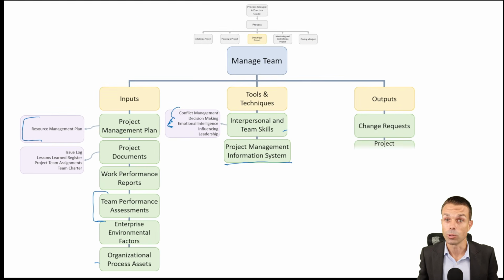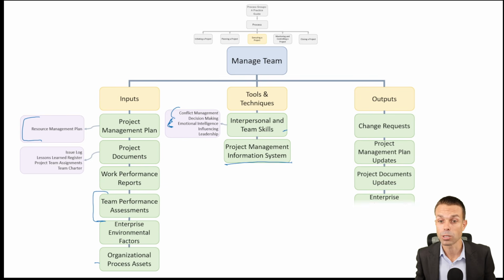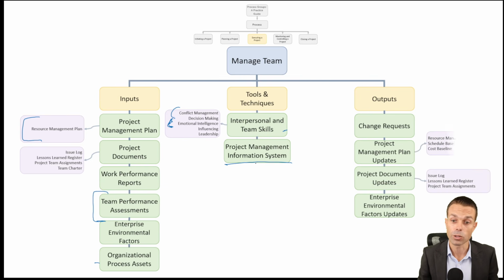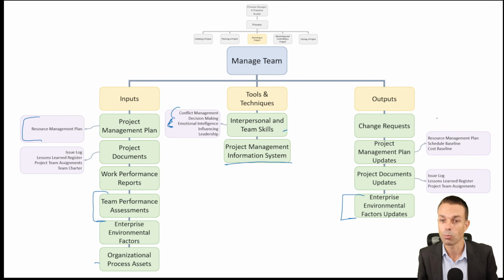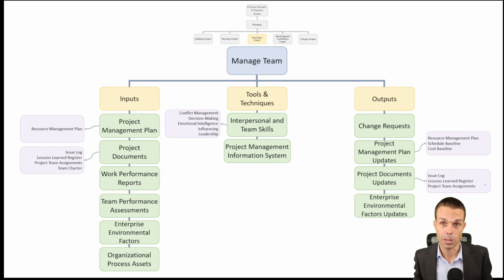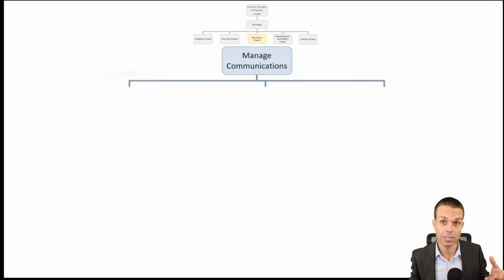The outputs include change requests for changes, project management plan updates, project documents updates, and environmental factors updates. So we might update our process, the resource management plan, any issues that come about, and project team assignments if people need to be assigned differently or reassigned.